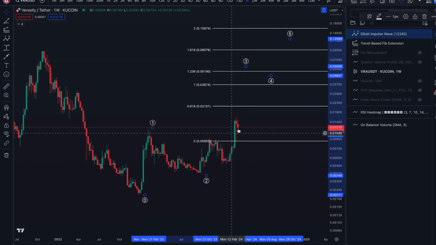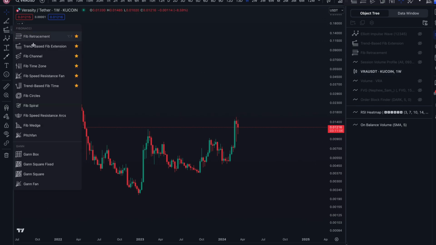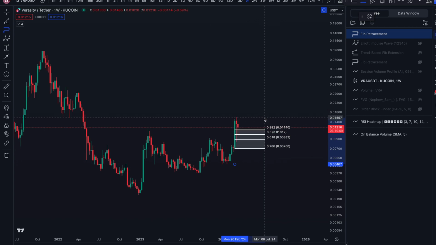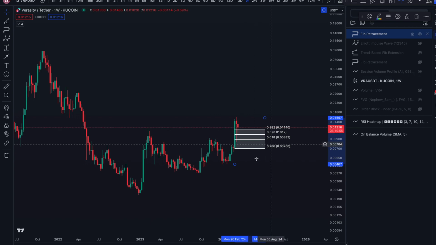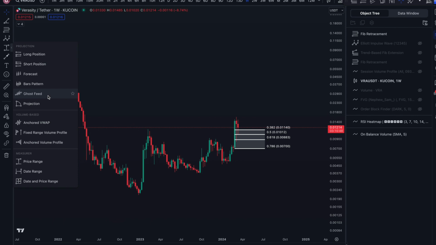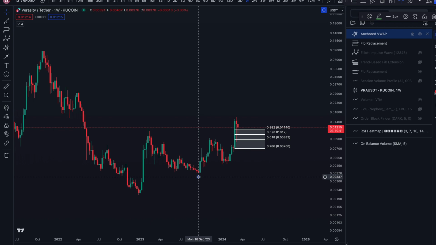So if you're getting in now, let's just look at this pullback quickly. From here to here is coming to the 618, which is a good sign. So we've got the 2 there, so let's put anchored VWAP on as well, to see if we've got any confluence in this zone. So that was the wave 2, I'll put it here.